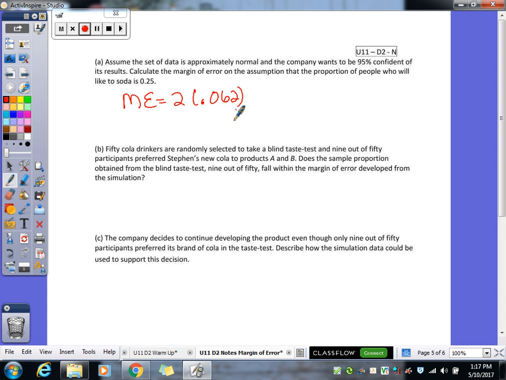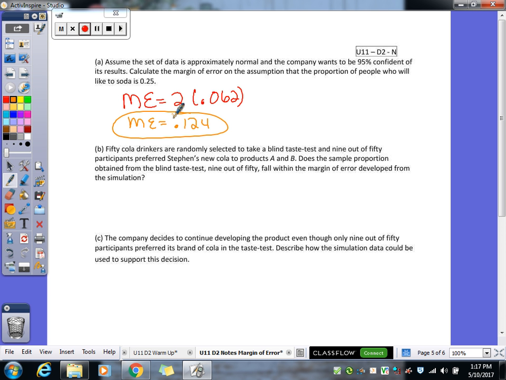0.062. So let's multiply that. 2 times 0.062. What do we get? So our margin of error is 0.124.